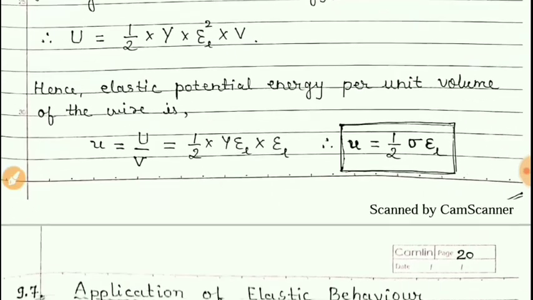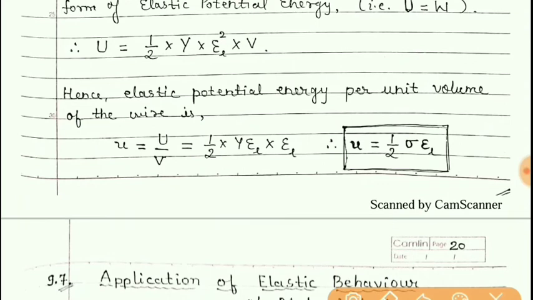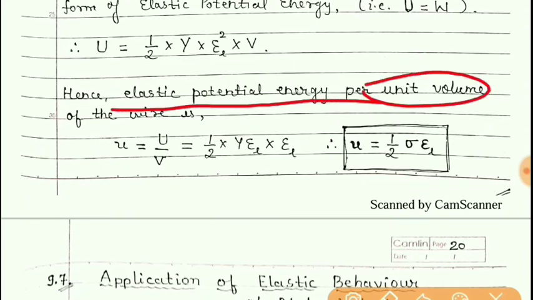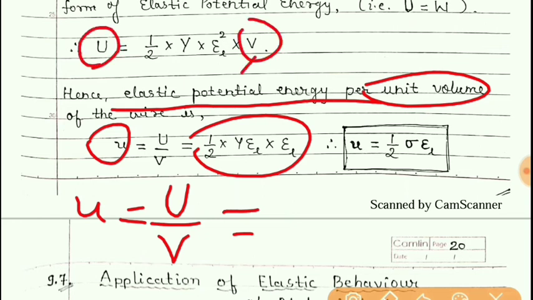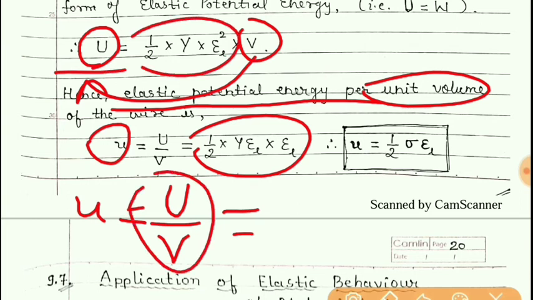Now elastic potential energy per unit volume, that is energy developed per unit volume, is denoted by small u. So what is small u? It is energy density. We can use another word, energy density. So u is equal to total energy upon total volume, and that is equal to this. Simply what you have to do, see, this is total energy and you have to bring this volume here. So it will be U by V.